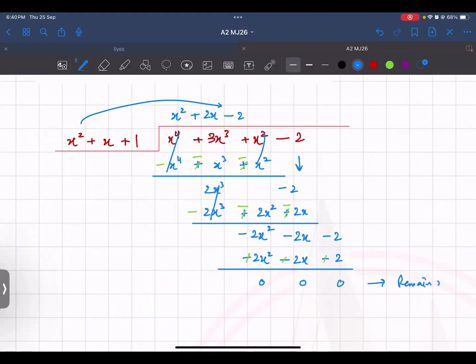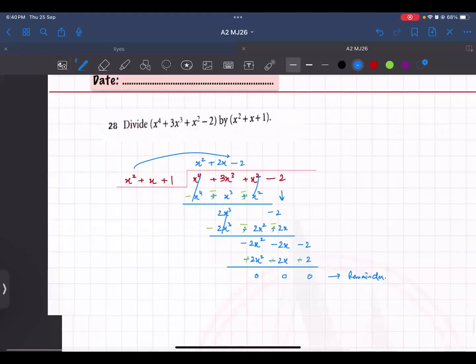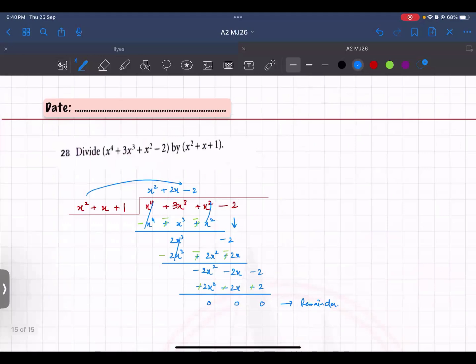So you will say that this was a quadratic factor, a quadratic factor therefore.